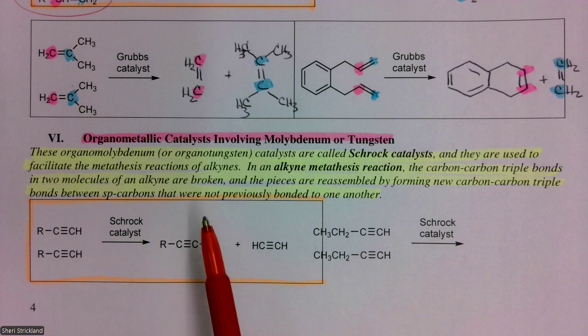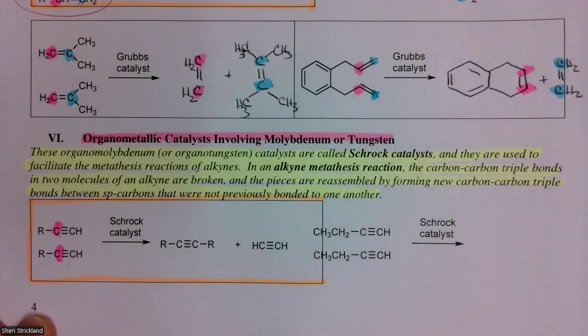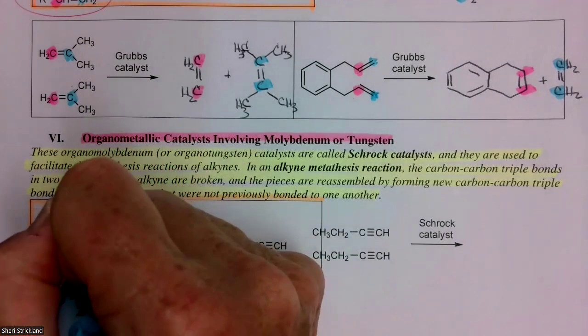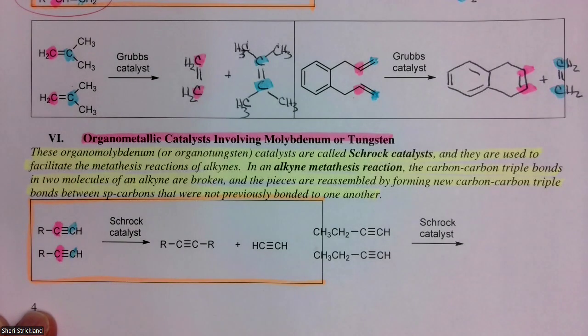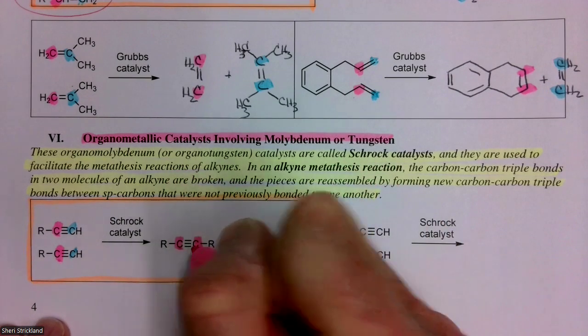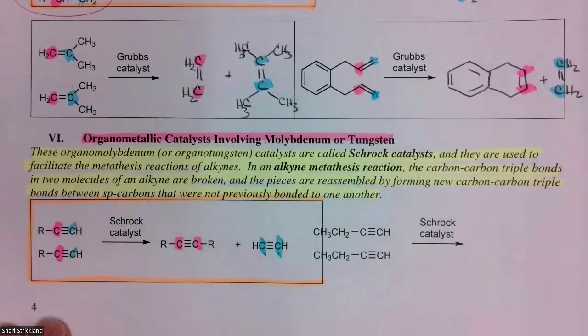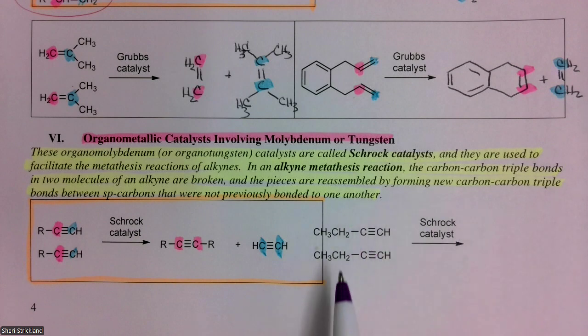Okay, similar reaction. We're going to take two alkynes now and do the very same kind of reaction where you break the triple bonds that are there and then reassemble them so that now they're attached to each other, the pink to the pink, the blue to the blue. All right, so I'd like you to pause the video, draw the structure of these compounds that result from this metathesis reaction, and then come on back.